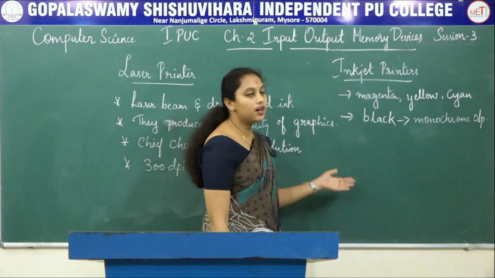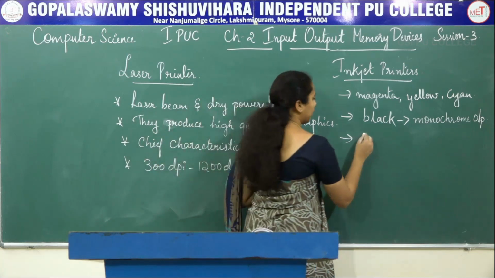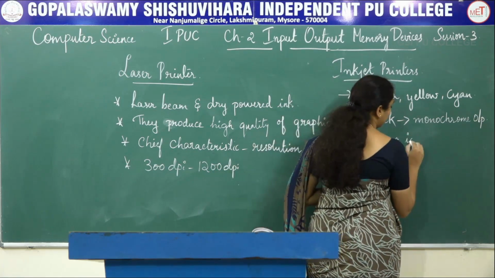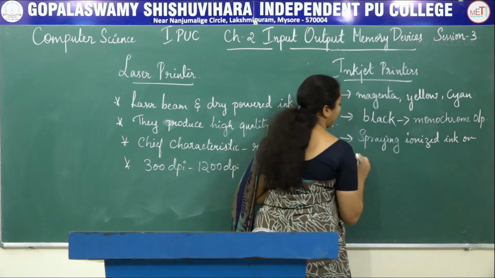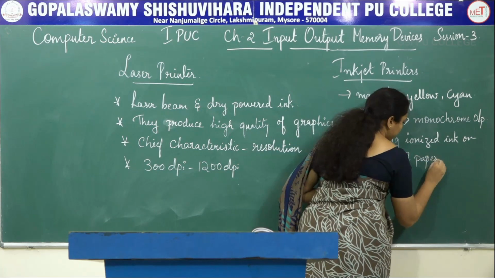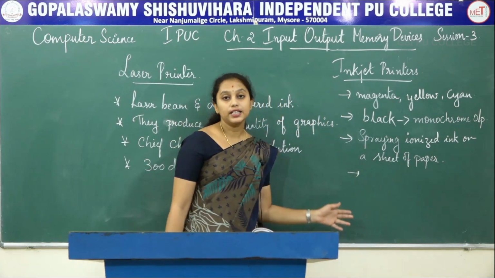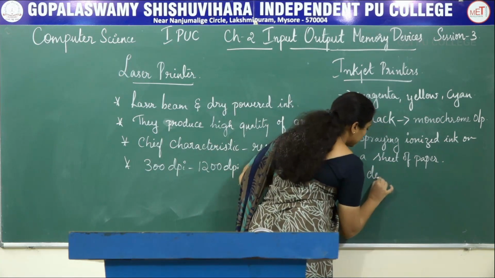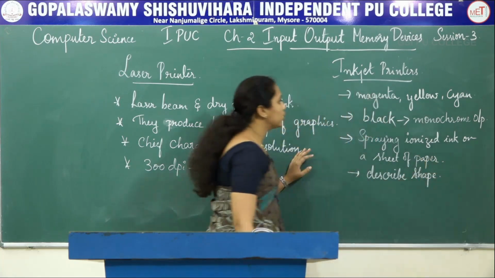Inkjet printers work by spraying ionized ink on a sheet of paper. Magnetized plates in the ink's path direct the ink on the paper in the described shape. This is about inkjet printers.